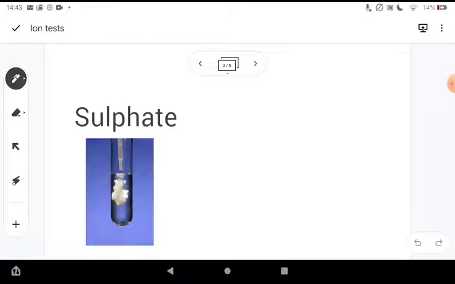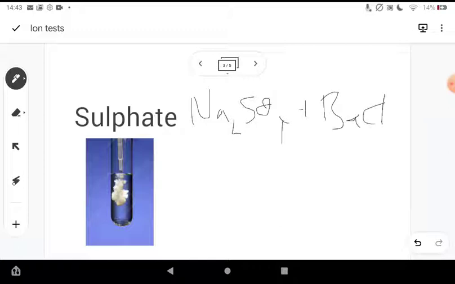The next test is sulfates. Now, if I take a sulfate, whichever sulfate we want, let's go sodium sulfate, Na2SO4. What I'm going to do is add it to barium chloride. Now, barium is a metal that is often insoluble. Barium chloride is one of the few where it is actually soluble. So, as a result, we mix it with the barium chloride.